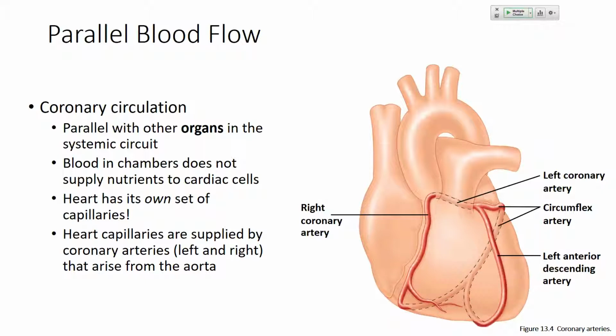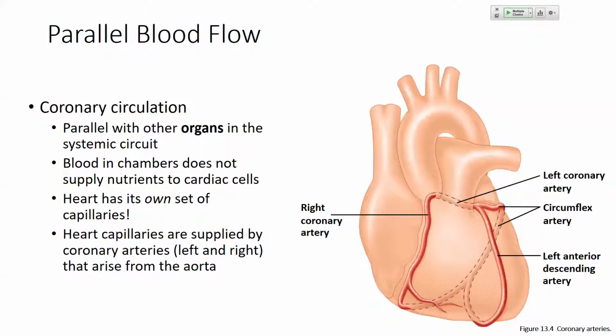Let's look at the coronary circulation. So the heart is in parallel with other organs. What does that mean? This basically means that although the heart is the main pump, the main source of the cardiovascular circulation, it still is an organ and it needs to get blood supply. So just like the brain and the liver and the lungs, the heart has to get its own nutrients and it has to get rid of its waste products. And so it's within the parallel flow of the systemic circulation.